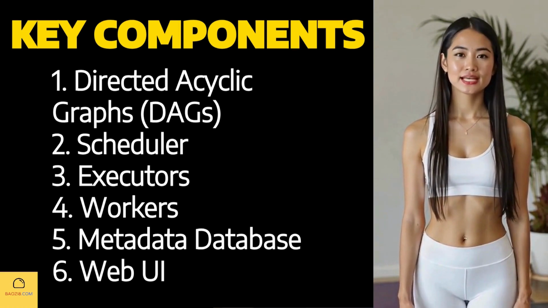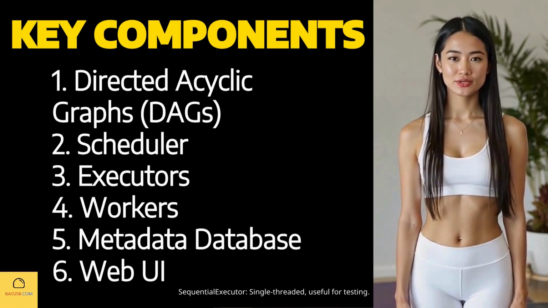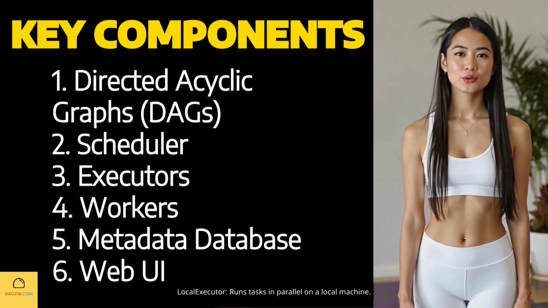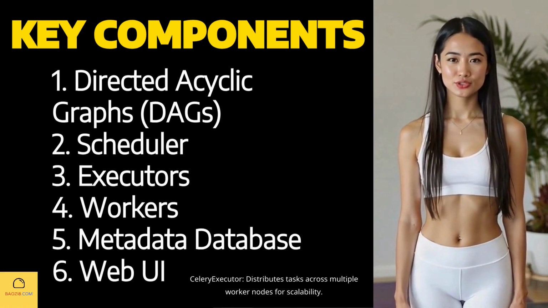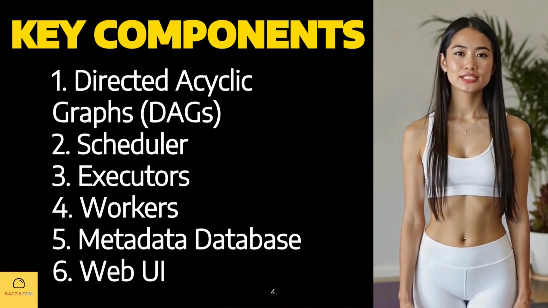3. Executors execute tasks. Options include sequential executor, single-threaded, useful for testing. Local executor runs tasks in parallel on a local machine. Celery executor distributes tasks across multiple worker nodes for scalability. Kubernetes executor runs tasks in isolated Kubernetes pods.